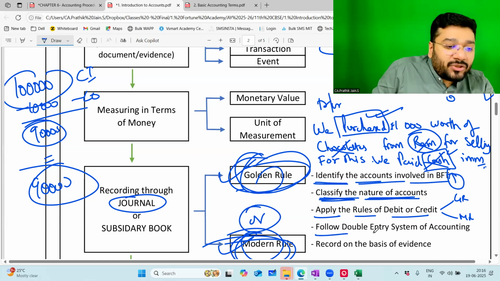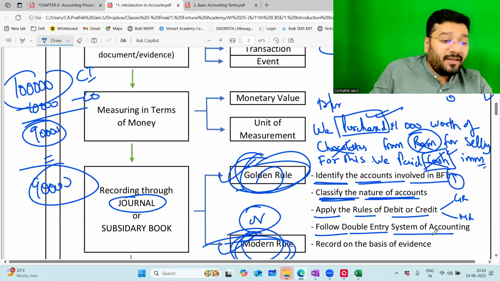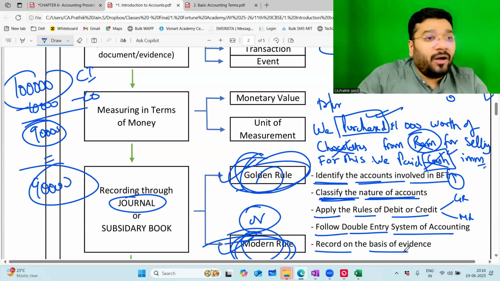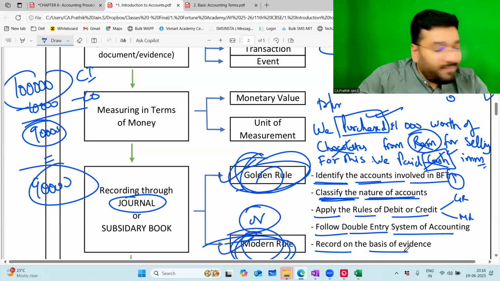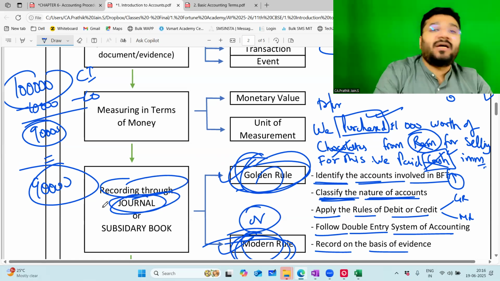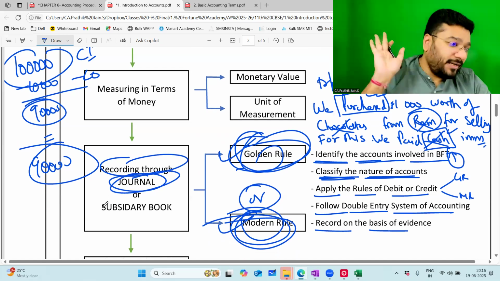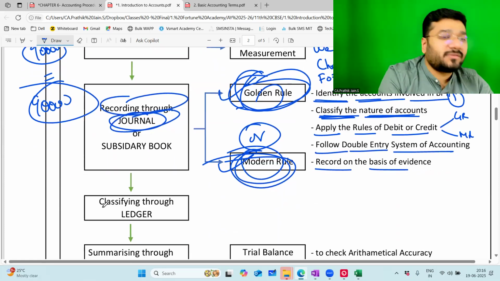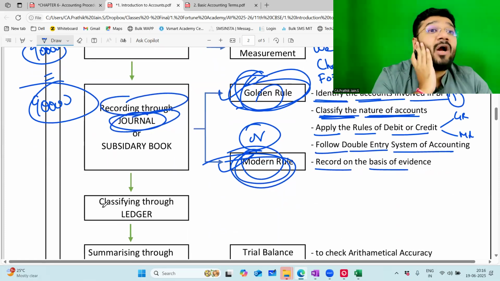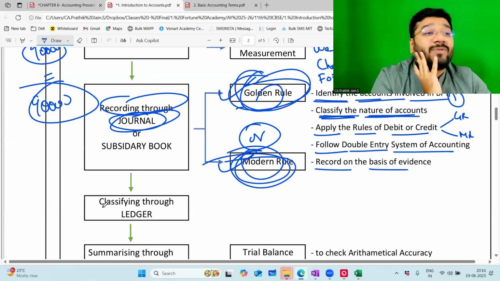In this process, you follow a system called the double entry system of accounting. What that is, I'll be discussing. And all these transactions you record on the basis of evidence. Without evidence, you can't record. This is called recording through journal. Petty cash and the rest I'll discuss when the right time comes. We are discussing the accounting process. Accounting does not end with the journal. The journal suffers from a significant problem.